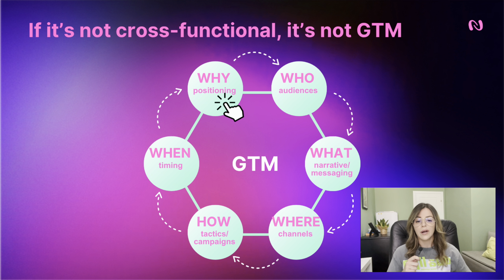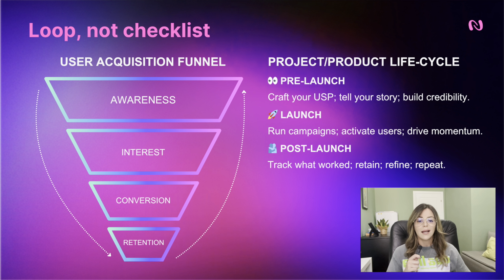Now, before we break these components down, let's zoom out for a second because when we talk about go-to-market strategy, we're basically operating at the intersection of two moving pieces. On the one hand, we have the user journey, and on the other hand, we have your product or project life cycle. Let's see the user acquisition funnel first. I know this might give you some back to school vibes, but I think it's always relevant. So we can split the user journey into different stages. The first one is awareness, when someone hears about you for the first time and they know you exist.